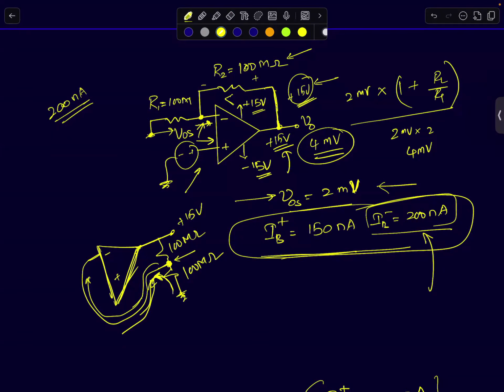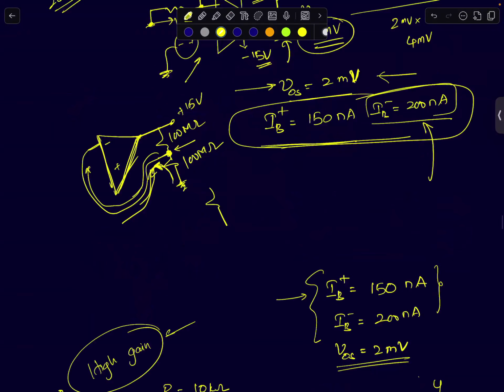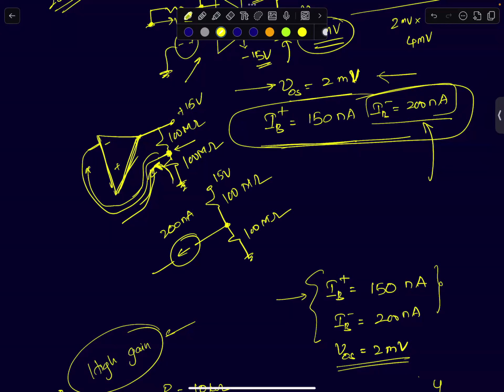So you will see, you have a condition like this. You have plus 15 volts, 100 megaohms, a current source flowing in this direction whose value is 200 nanoamperes. And then you have a resistance where one side is grounded. I'm assuming input is 0. This is 100 megaohms. If you have a current of 200 nanoamperes flowing this way, and the op-amp is, let's say, supplying this 200 nanoamperes.